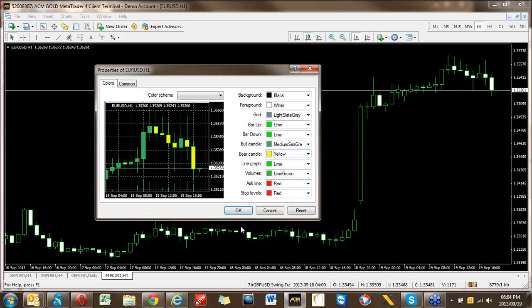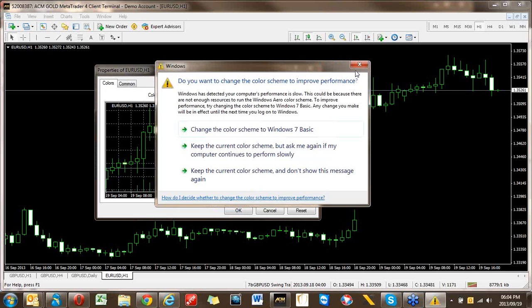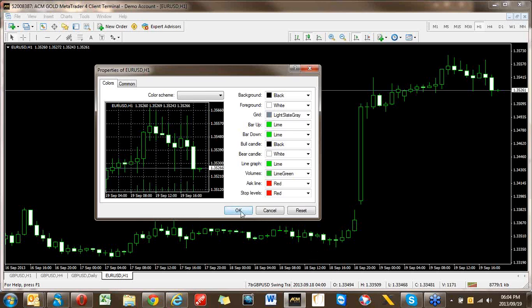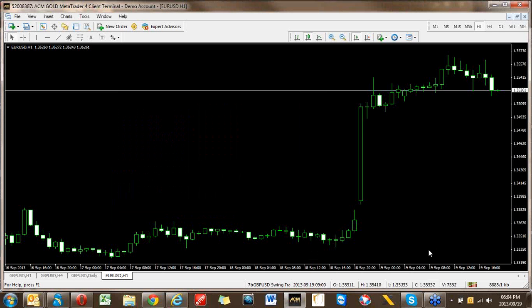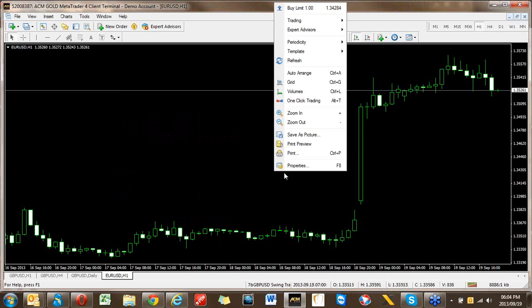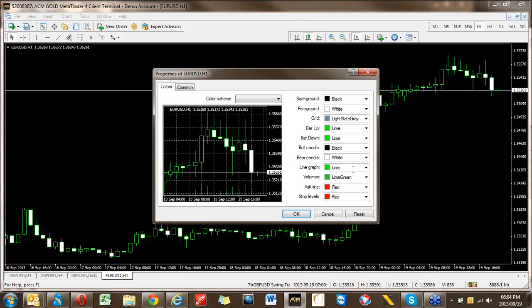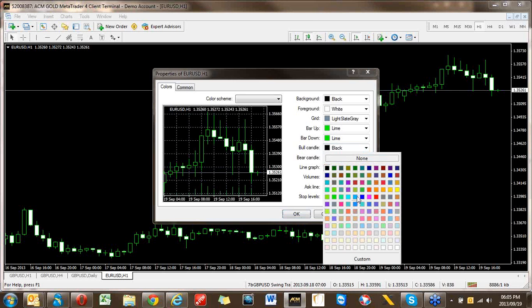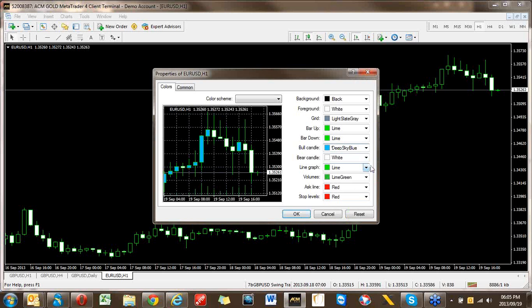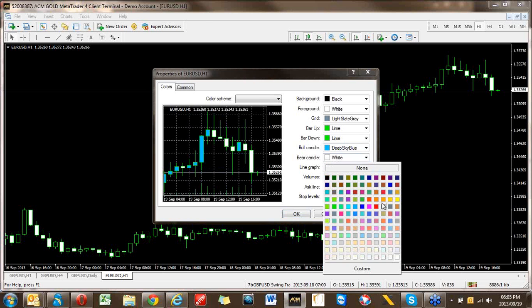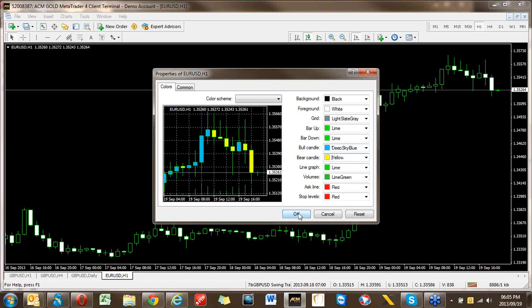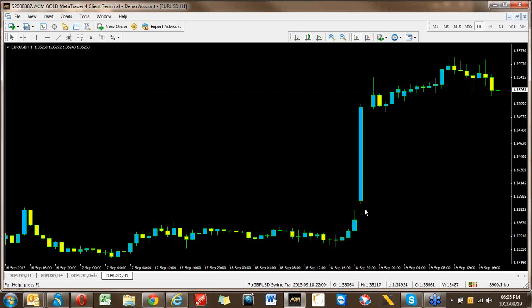So now I'm quite happy with this. I can change my background if I want to, or I can select one of the color schemes that are already set there. In this case, I'm going to leave it as it is. Okay, and I say okay, and then it will, oh, I didn't change it properly. Let's try that again, shall we? Oh, that was good. All right, so let's go to my bull candle. I'm going to go for this nice blue, and my bear candle, I'm going to go for a bright yellow, and I say okay, and there we have it.